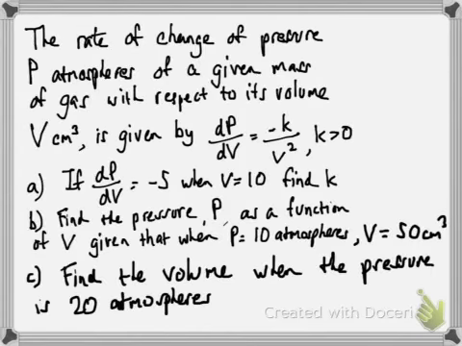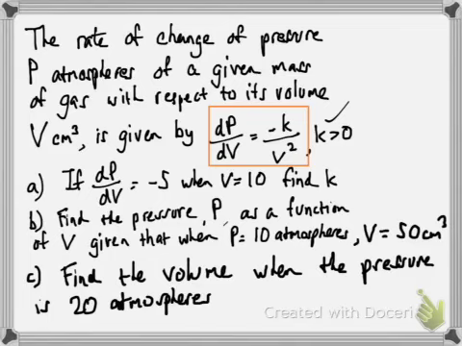So there we go, there's that one. Alright. The rate of change of pressure P atmospheres of a given mass of gas with respect to its volume V cubic centimetres is given by this equation: dP/dV equals negative K over V squared. Our old friend K has come back again. It crops up everywhere. So that's the rate of change of pressure. If dP/dV equals -5 when V equals 10, find K.